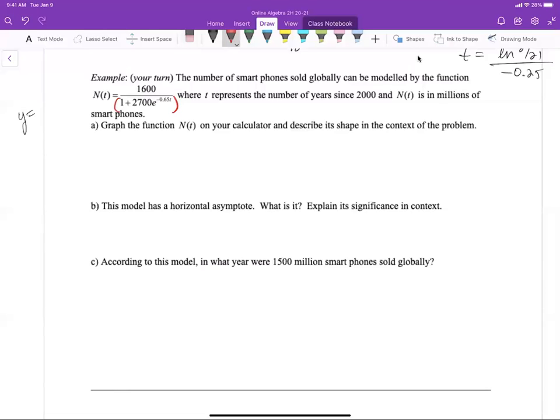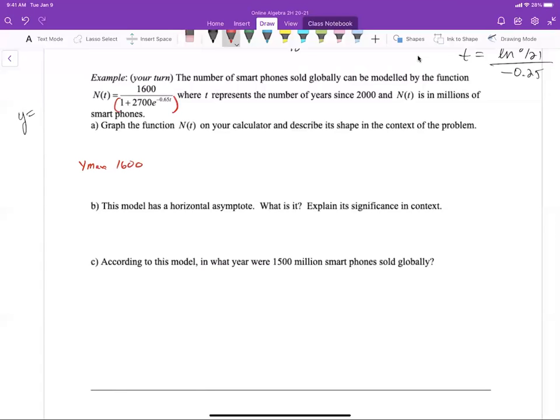And so once I have that in my calculator, I then have to go to window, and I'm going to make some good choices here. So I know that my maximum value for y is going to be 1600. So I knew that y max was going to be 1600.